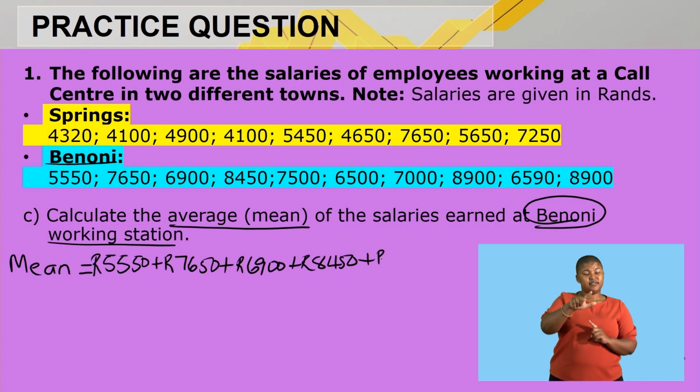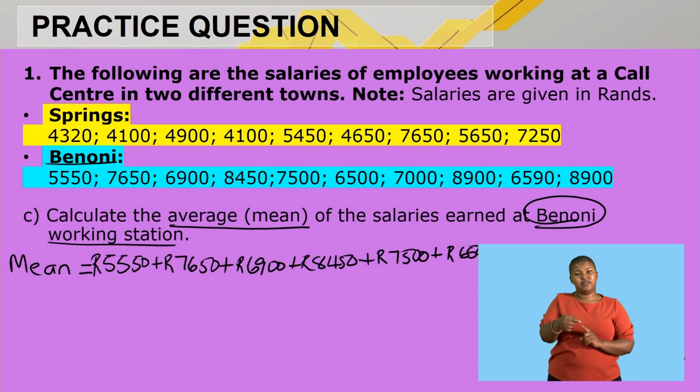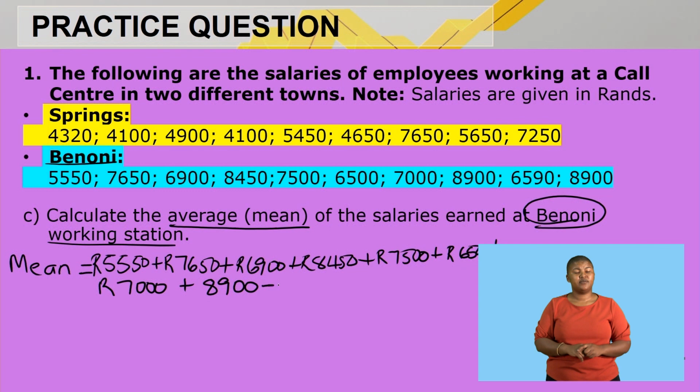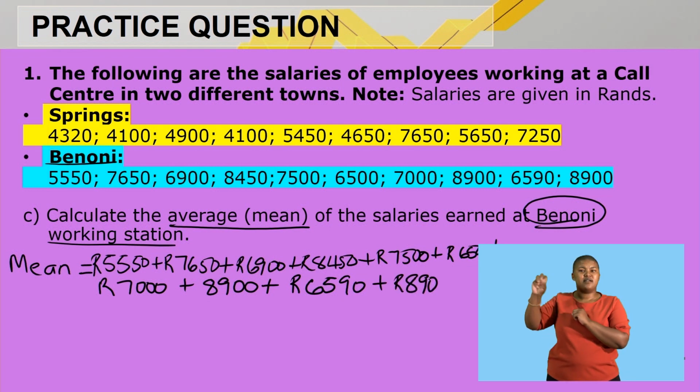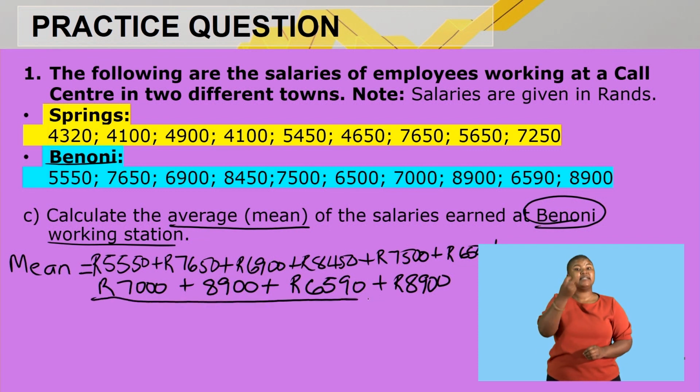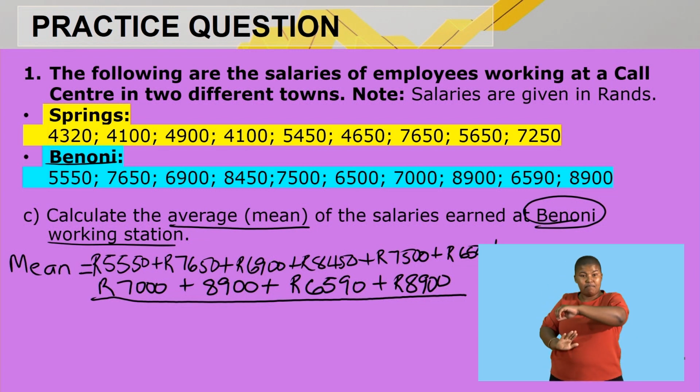8,450 plus 7,500 plus 6,500 plus 7,000 plus 8,900 plus 6,590, and the last salary is 8,900. So this is the sum of all these values. This sum must be divided by the total number of salaries or of employees. So we have 1, 2, 3, 4, 5, 6, 7, 8, 9, 10. So this should be divided by 10.